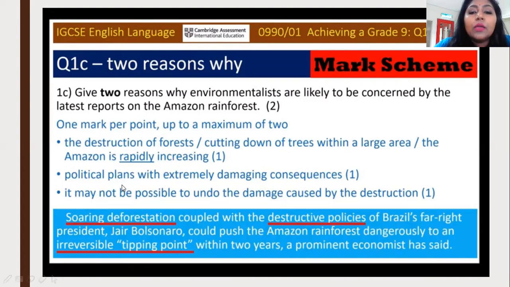And also you have another reason. So what is the other reason? Political plans with extremely damaging consequences. So here you're focusing on destructive policies. And finally, you could also include this part. It may not be possible to undo the damage caused by the destruction. Okay, so you just need to choose 2 best answers and then put it as part of your finalized answer. Therefore, you can easily get 2 marks.